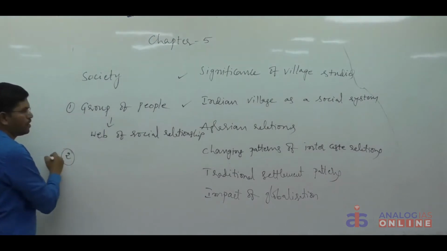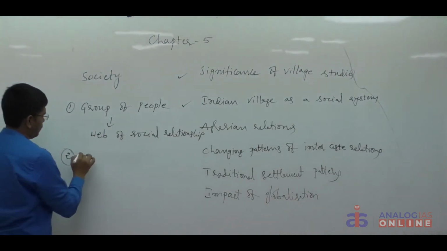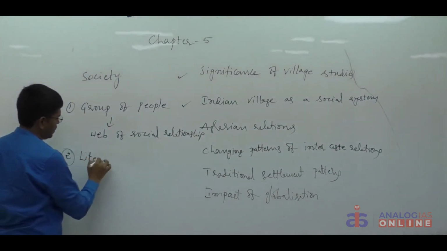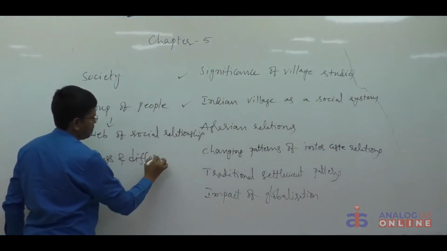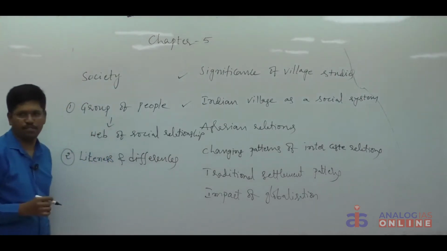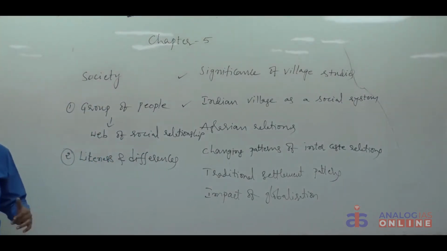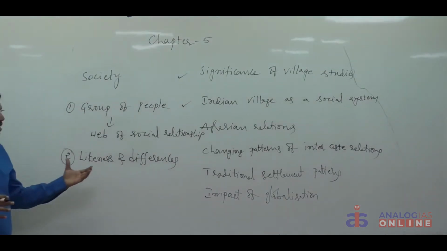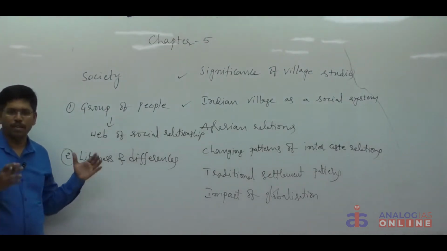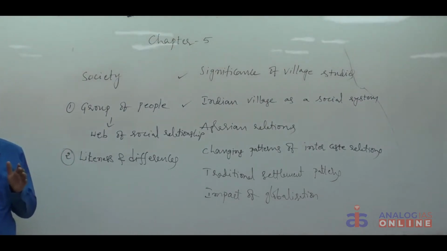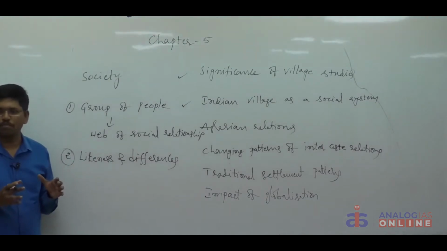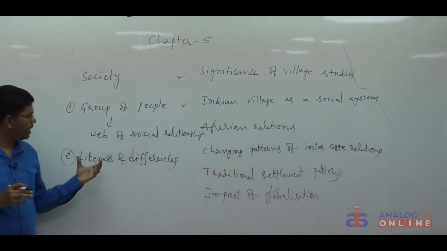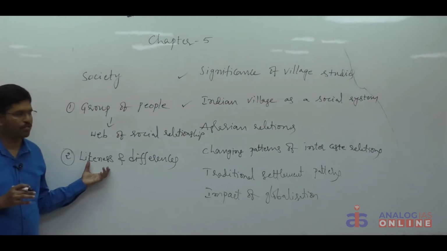Second one is presence of likeness and differences. Friendship, intimacy or association of any kind is possible only whenever there is likeness. Similarity in the way of thinking. Like-minded, like-bodied people can form one group, one stable group. That's why likeness is an important characteristic of society.